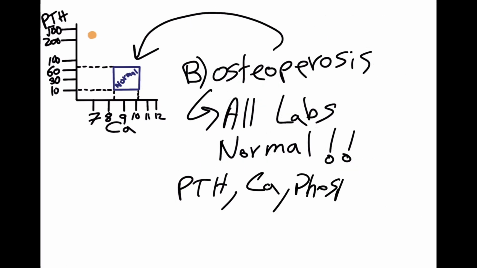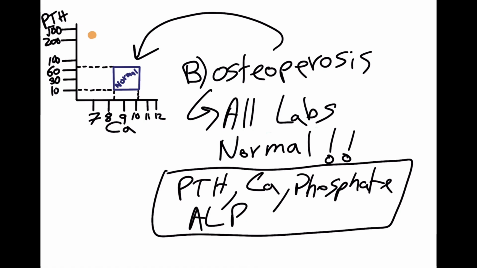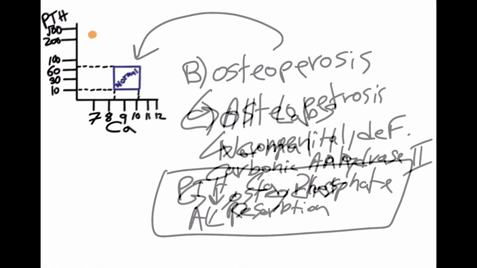Next up, we have osteoporosis. This one is super straightforward, but a lot of students mess this up. Key to remember is that all labs are normal. PTH, normal. Calcium, normal. Phosphate, normal. ALP, normal. A lot of students will say things like, oh, I thought calcium would be low. No, everything is normal. Remember that.